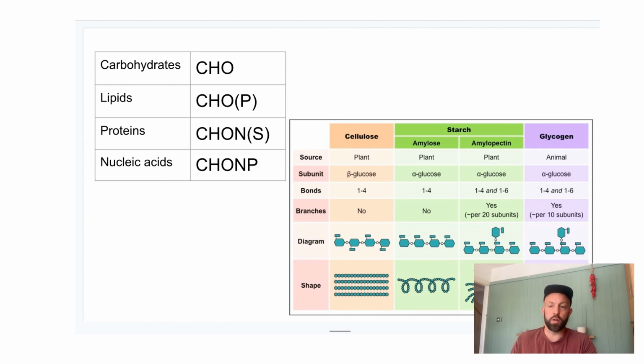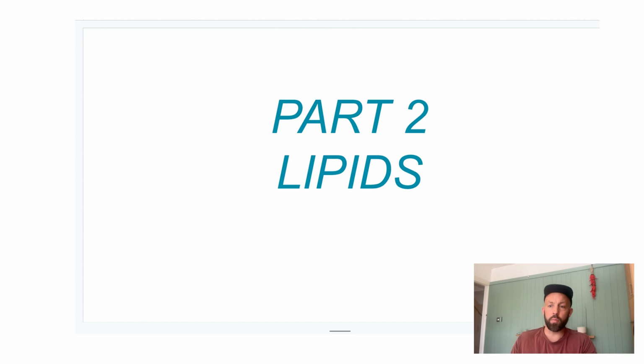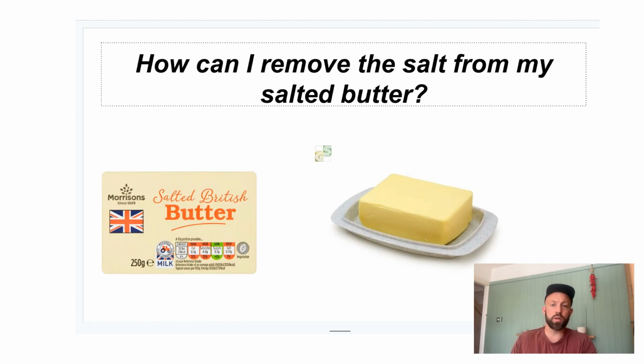So part two, we're going to talk about lipids. I always start my class with this, thinking about this question. How can I remove the salt from my salted butter? Of course, you can pick up on my accent there when I say salt, but how do you remove it from your salted butter? So you can pause it, think about it if you want, and then I'm going to just tell you in a second.